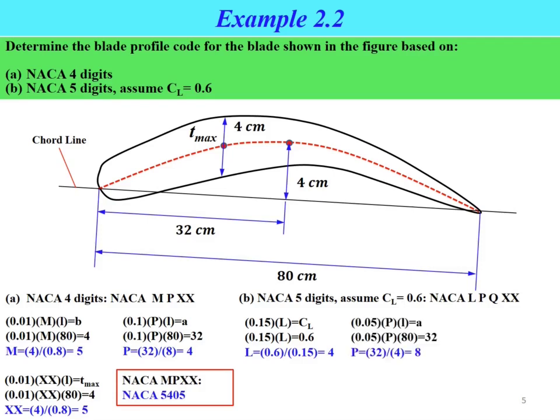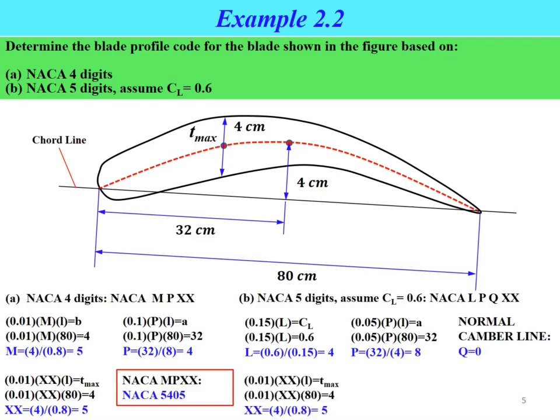For the P code value, we can determine it by using this formula: 0.05 times P times L equal to A. L equal to 80 and A equal to 32. So the P value equal to 32 divided by 4, which is equal to 8. And for the Q code value, this value normally depends on the type of camber line used in the blade profile. Because in the blade profile in example 2.2, the type of camber line used is the normal camber line, the value of Q is equal to 0.